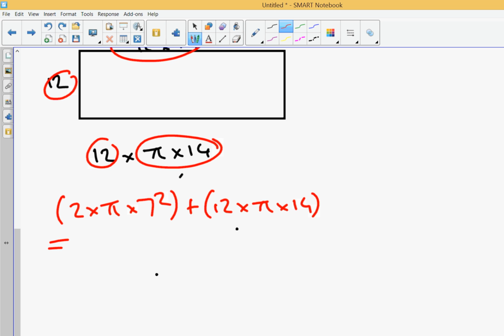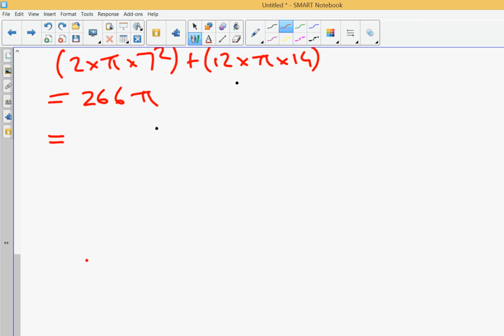So 2 times pi times 7 squared, end the bracket, then add on, new bracket, 12 times pi times 14. And I get an answer of, it says in my calculator, 266 pi. Now, if you got that question in your non-calculator paper, you just leave it like that, an answer of 266 pi.